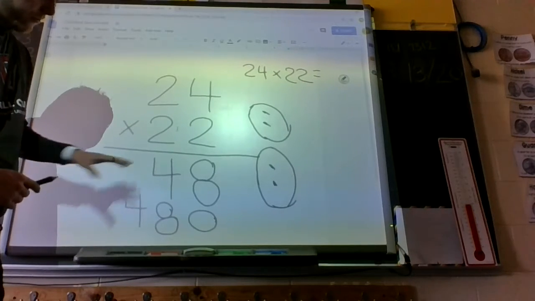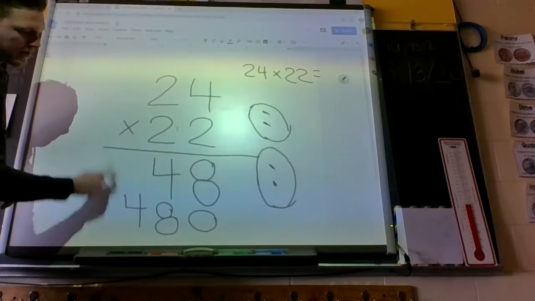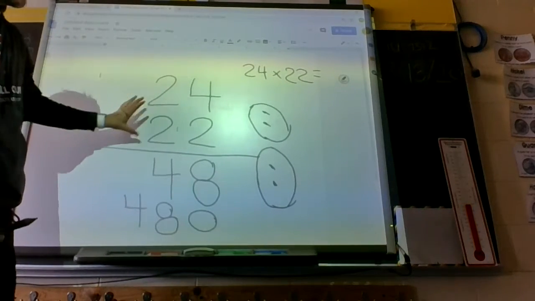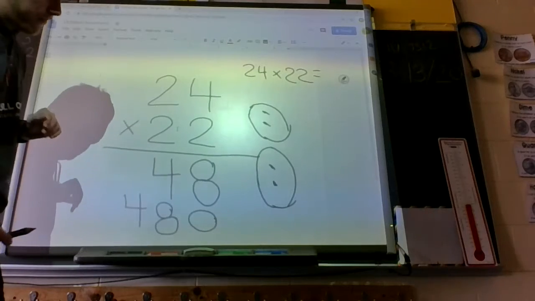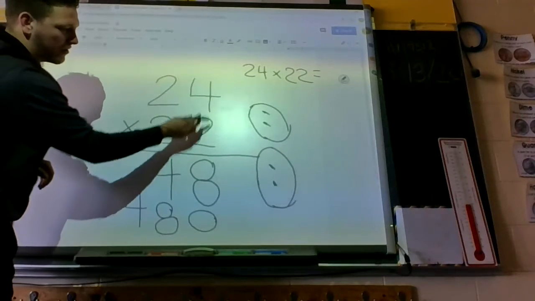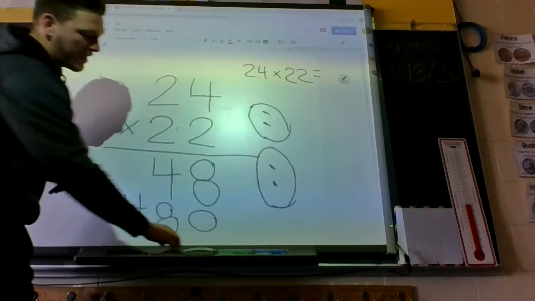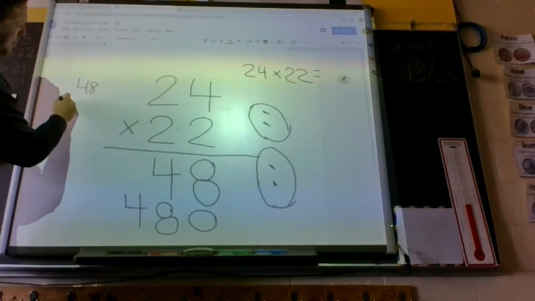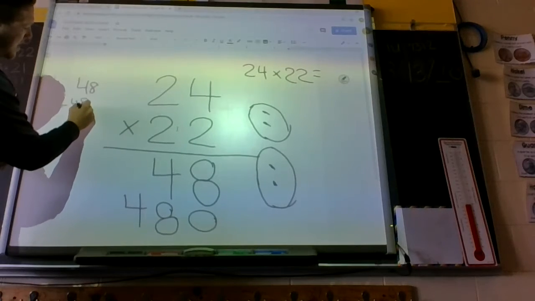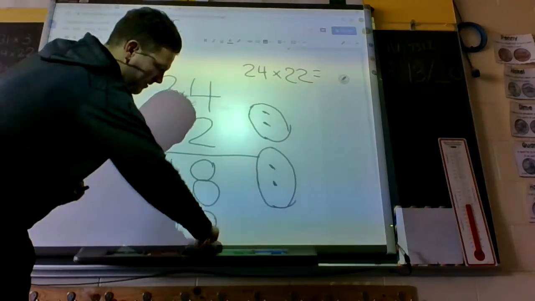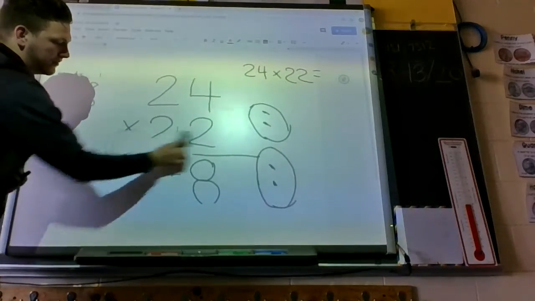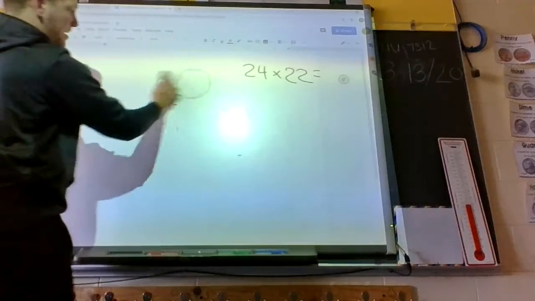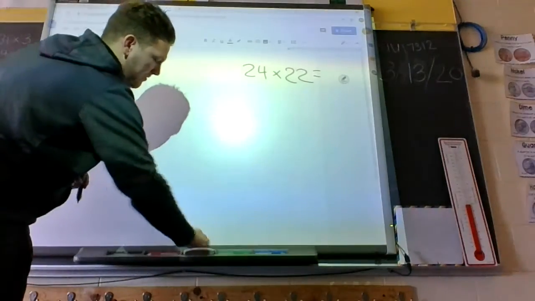What are we going to have to do? We're actually going to take these numbers right here, 48 and 480, and because this is a 2-digit by 2-digit multiplication problem, we're going to add the two things that we found here. So 48, we can write it right over here, 48 plus 480, and we can erase this. We're going to add it together. I want to rewrite it so you guys can see as I'm adding, because this problem has 2 steps. These big ones have 2 steps.